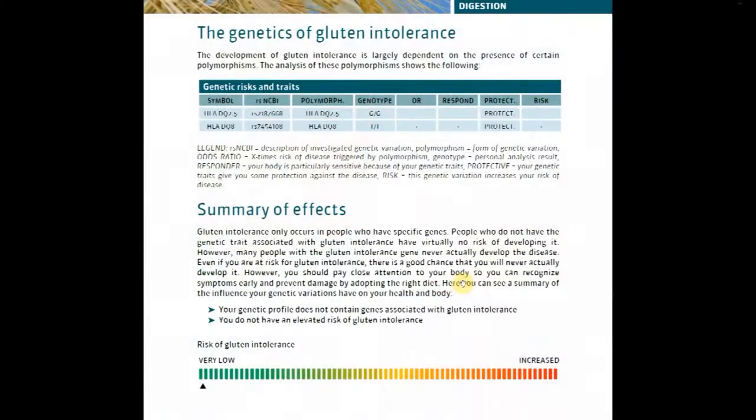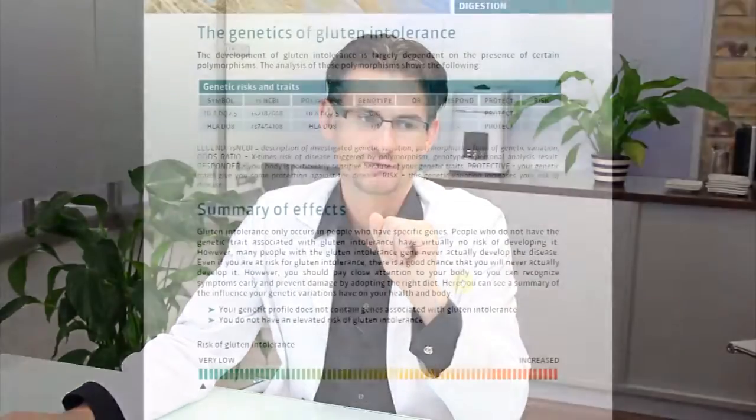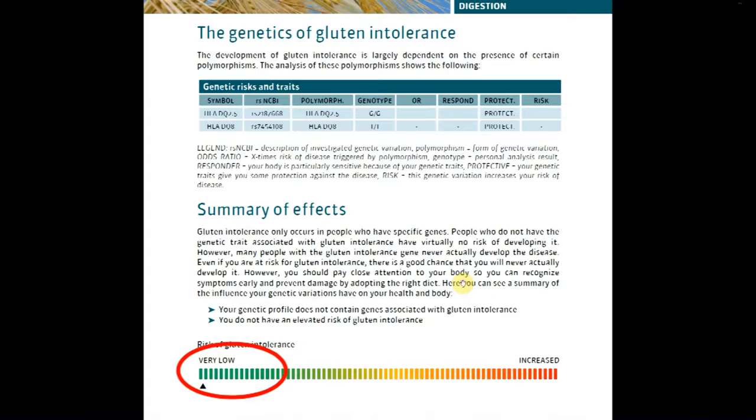So what you need to consider here, if you have an increased risk and you're down here somewhere, that means you have the genetic requirement for you to become gluten intolerant, but it's up to chance, as far as we know, if you're going to develop the disease or not. If you're down here, the chances are very, very low that you are going to develop this disease, almost zero.